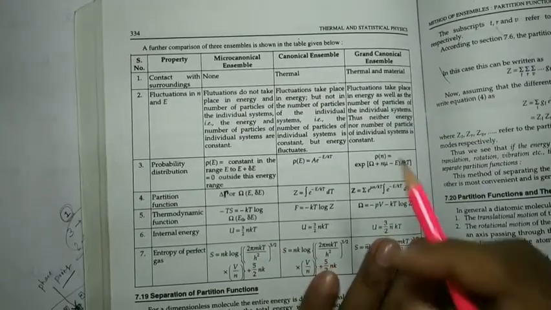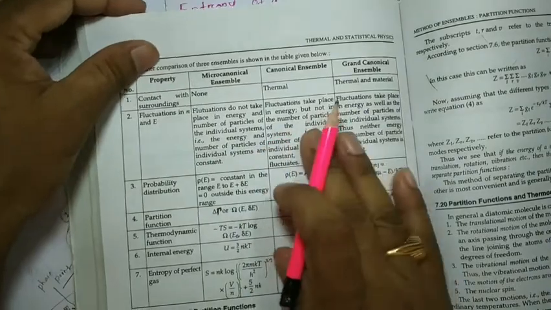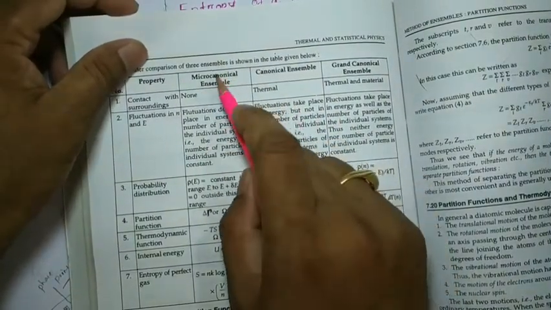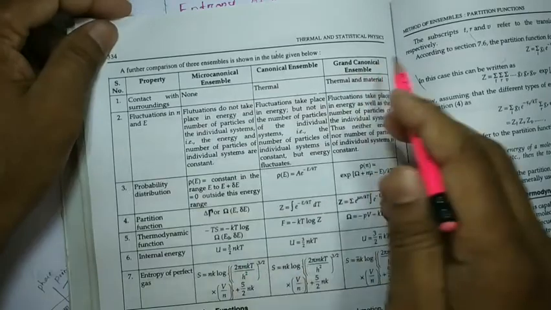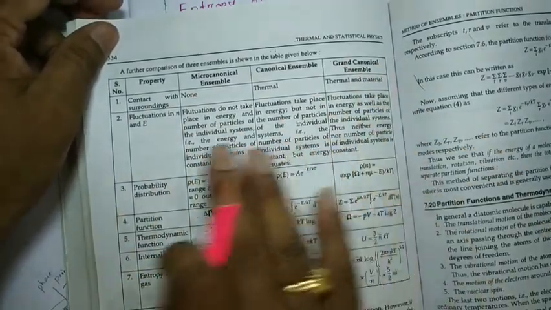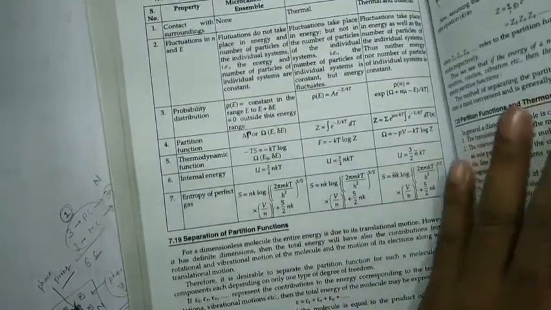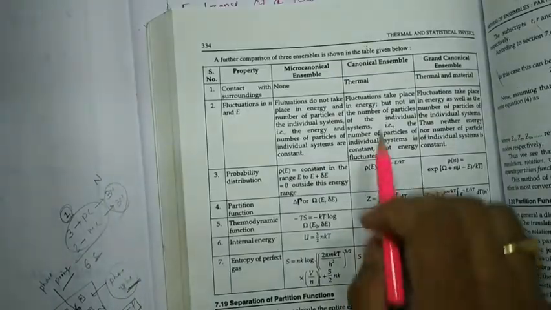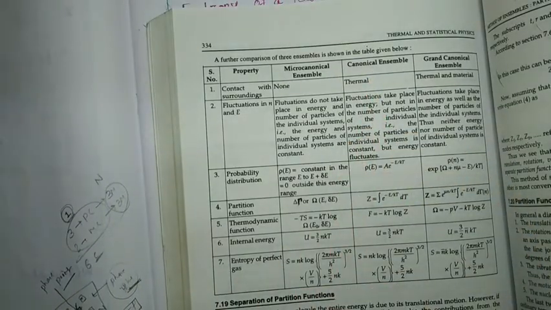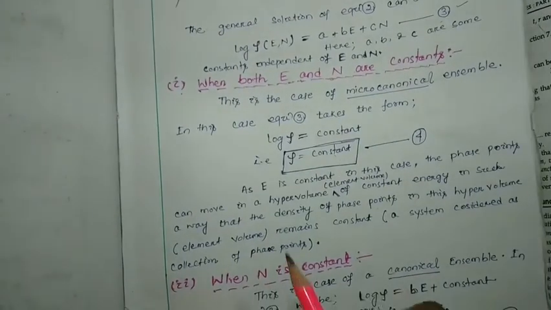After another 2 classes, I am going to give you this classification. After completion of all the ensembles, microcanonical, canonical and grand canonical, I am going to give you this one. This is the classification between the 3 ensembles. Here you can see that probability density is constant for microcanonical ensemble, and probability density for canonical ensemble is a to the power minus E by kT. Already we have discussed, you can also check your note.